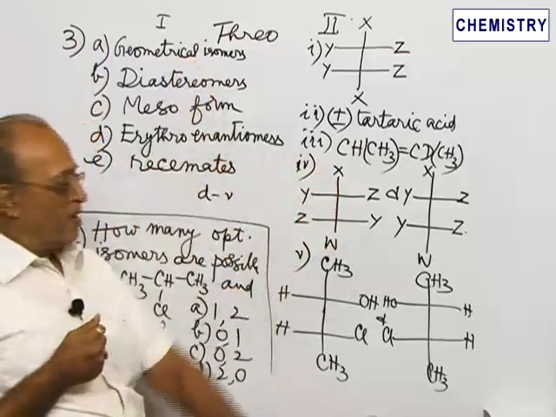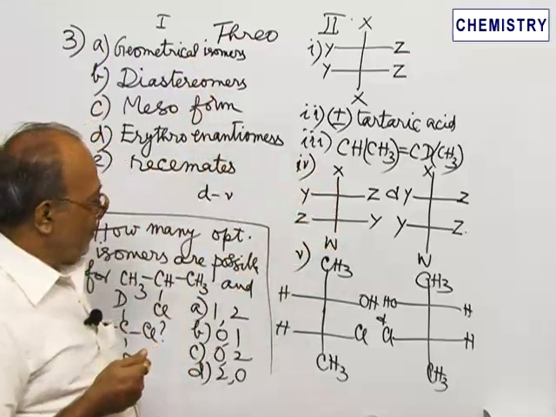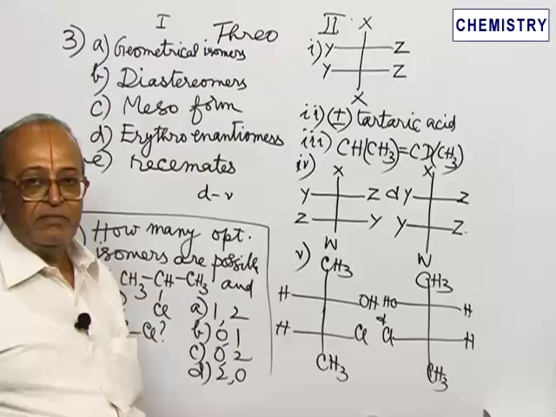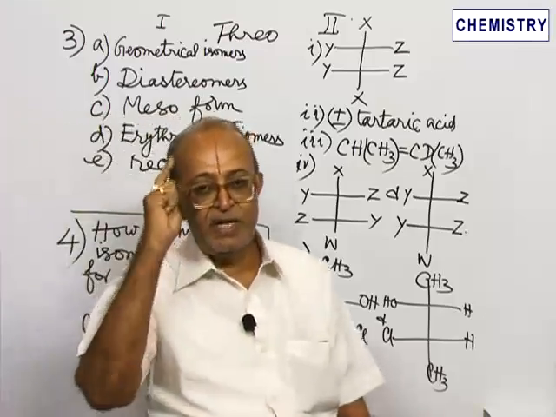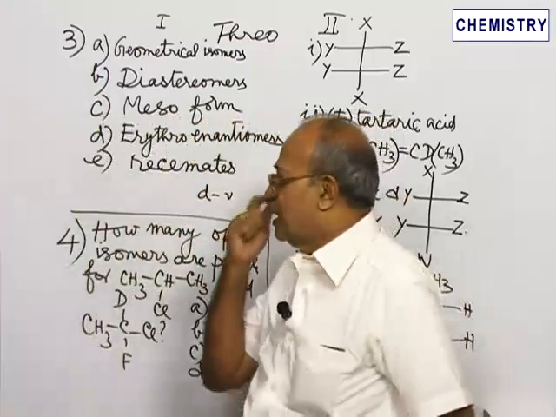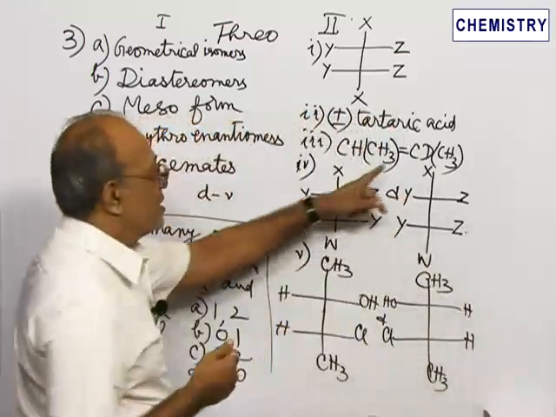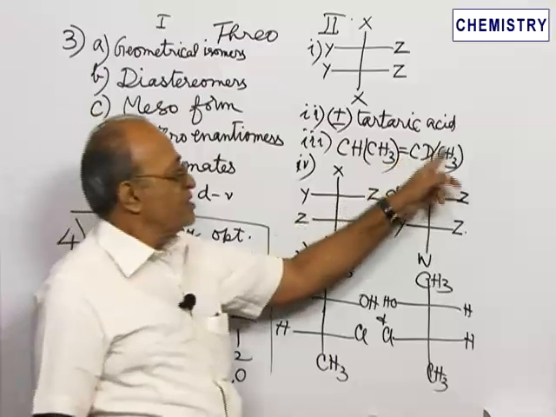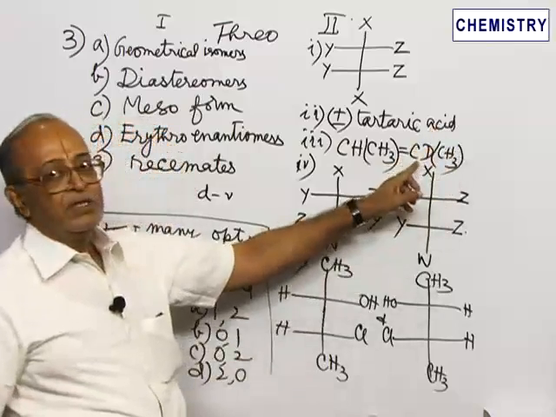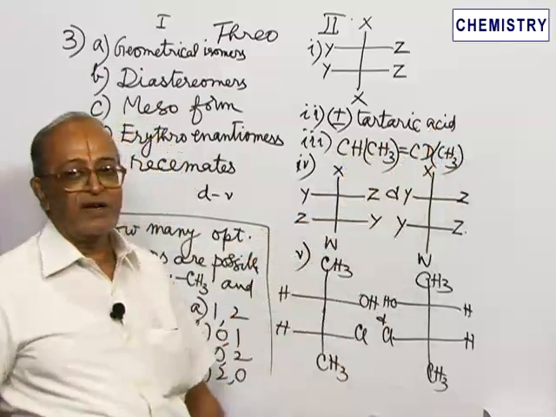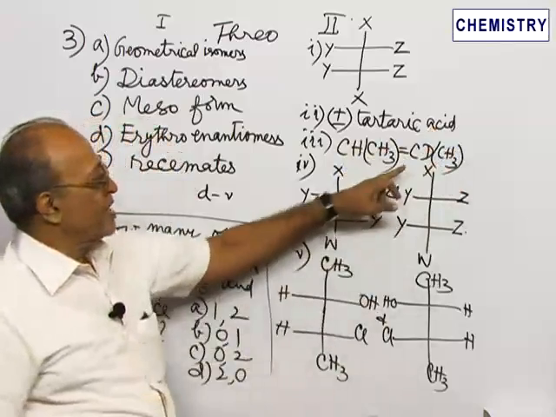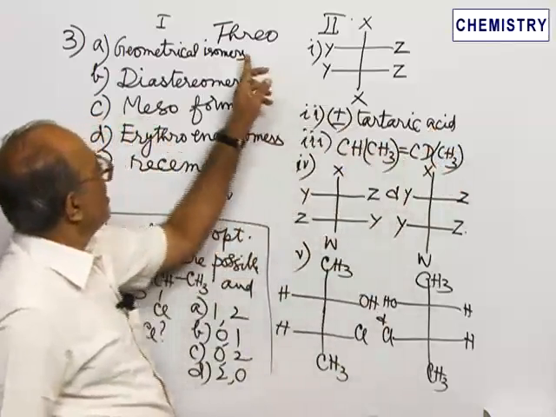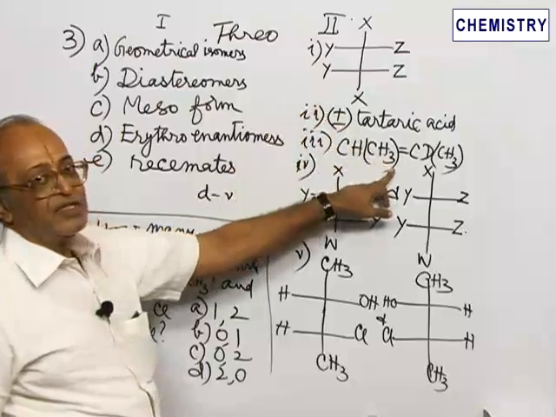Geometrical isomerism. You can notice which of these compounds will have a double bond. Geometrical isomerism, immediately it should come to your mind that a double bond should be present. Consider this. Here CH3 and H, CH3 and D. So similar groups CH3 lying on the same side or opposite side, cis-trans isomerism. So for A, 3 is the correct match.